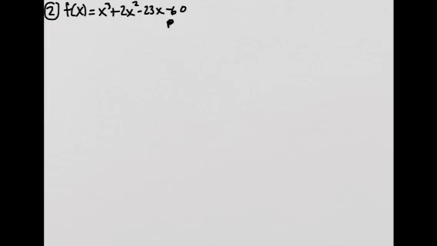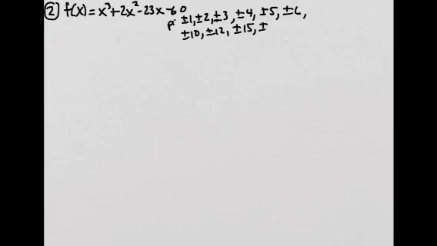Okay? Alright, so the p factors are quite a few because of 60, right? So let me just write. So p factors are plus or minus 1, 2, 3, 4, 5, 6, 10, 12, 15, 20, 30, and 60. All of these are factors of 60, right? And those are the other ones.